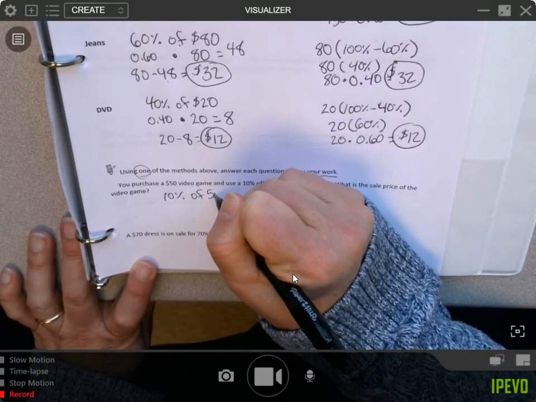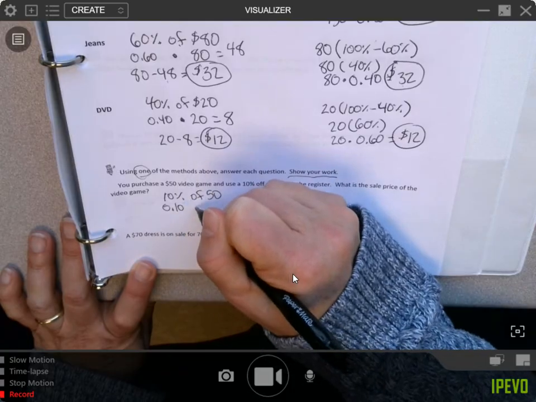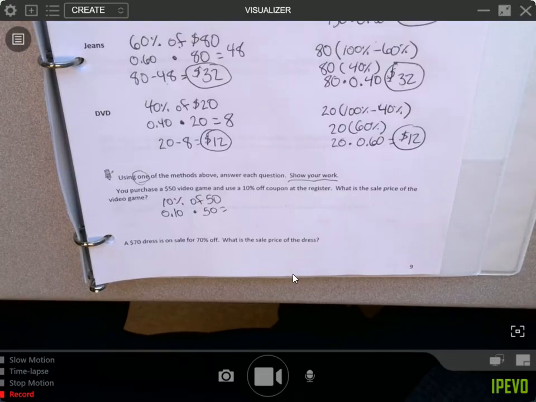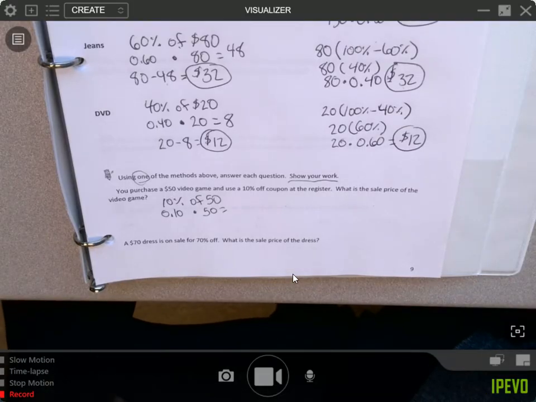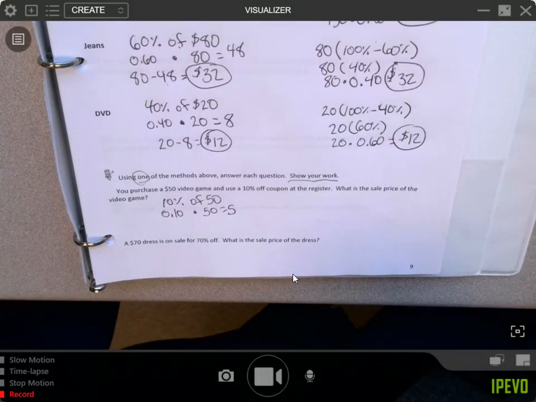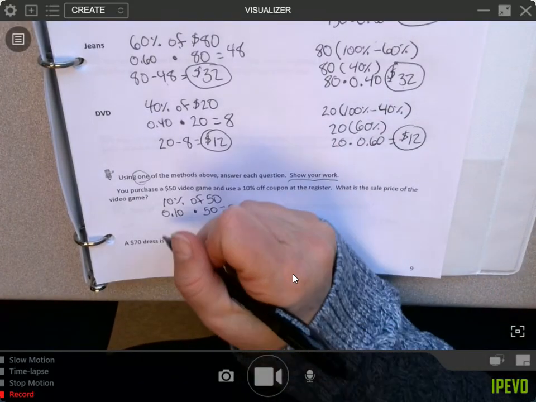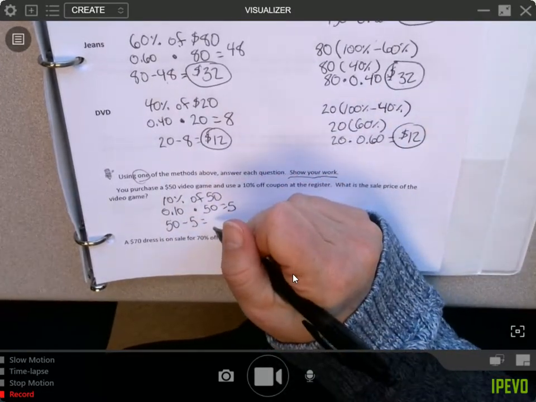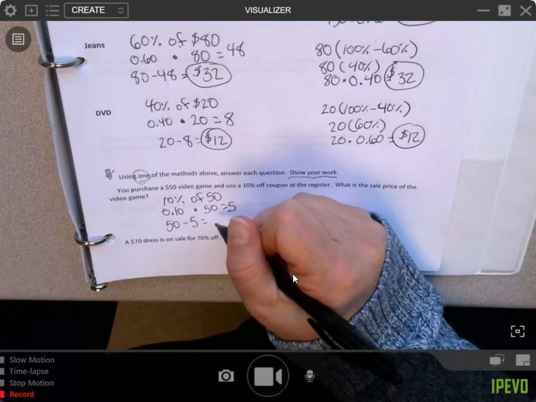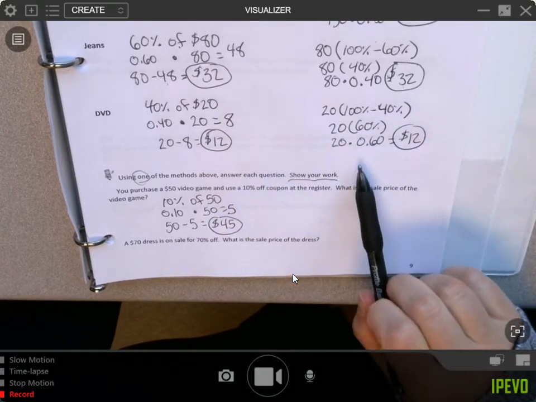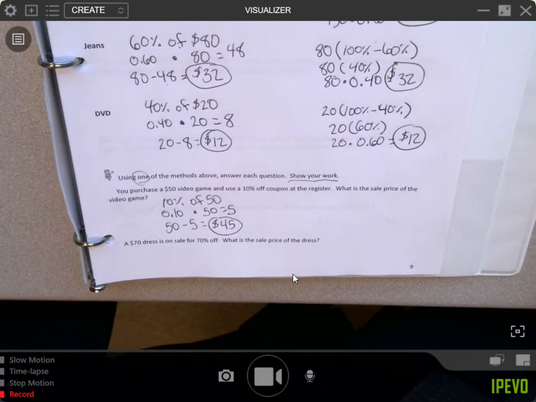So 10% of 50, which we know is 0.10 times 50. What is 0.10 times 50? Say it louder. 5. So now what do I do with that 5, Aiden? I take that original price of 50 and I minus 5. So what's my new price, Aiden? $45. Who wants to walk me through how we would do it doing the formula? Adeline?